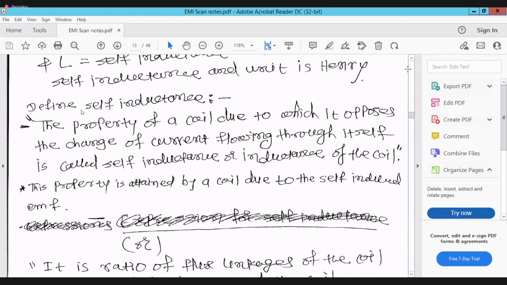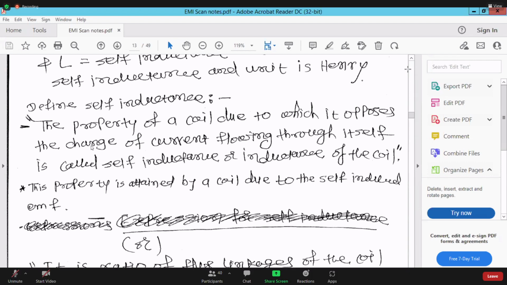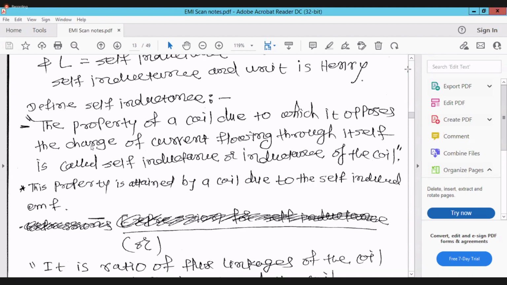Boys, what is the definition of the self-inductance or inductor L? It is a property of the coil. It is a property of that coil to oppose the change of current in the coil due to the presence of the self-induced EMF in the coil. This property is called self-inductance or inductor. Did you get it? The property of the coil means inductor.